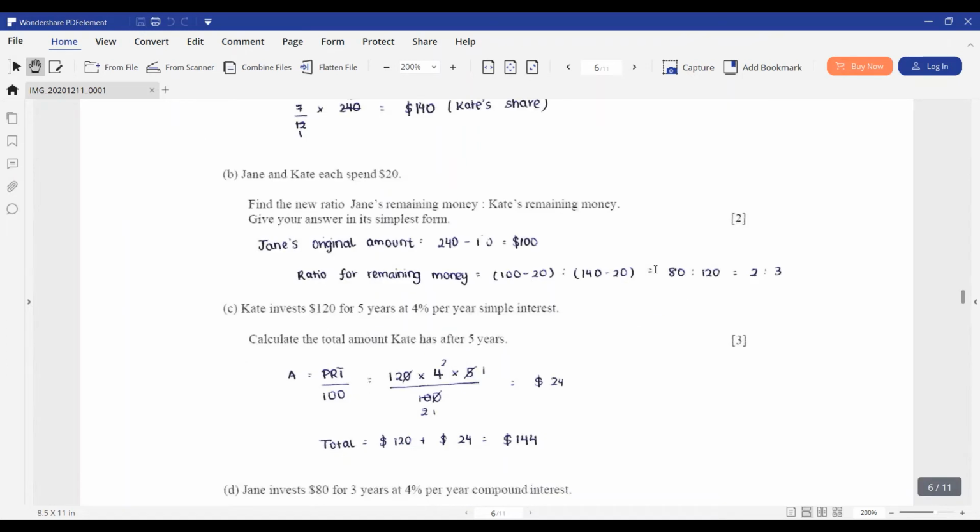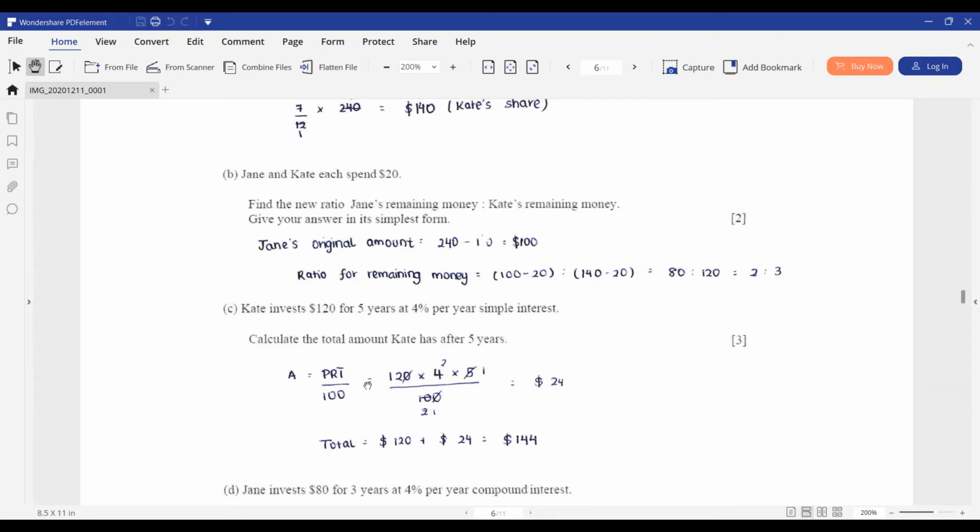Kate invests $120 for 5 years at 4% per year simple interest. Calculate the total amount Kate has after 5 years. First, understand one thing. When you use the simple interest formula, it only shows you the amount you receive. Now, in order to get the total amount, you need to take your principal amount and add the amount you receive. So let's first find the amount you receive.